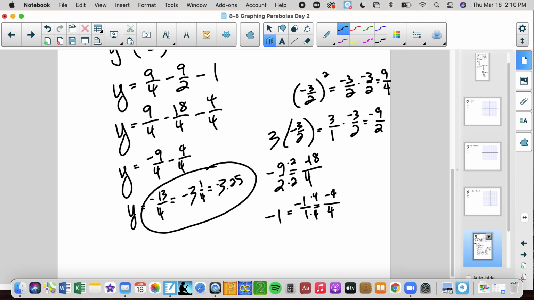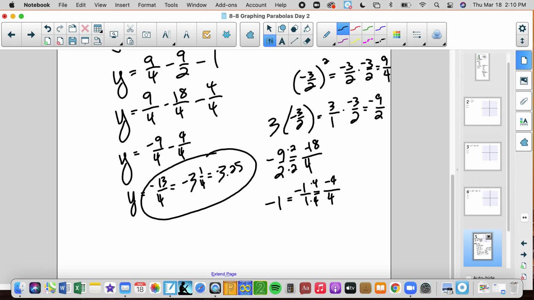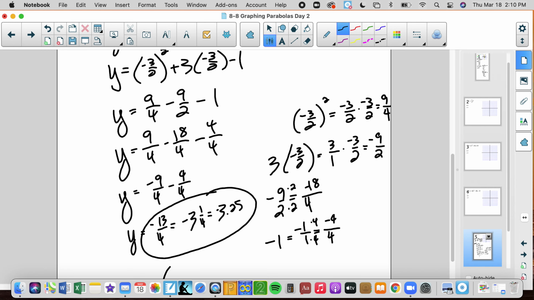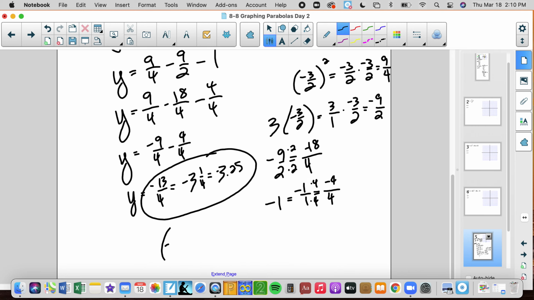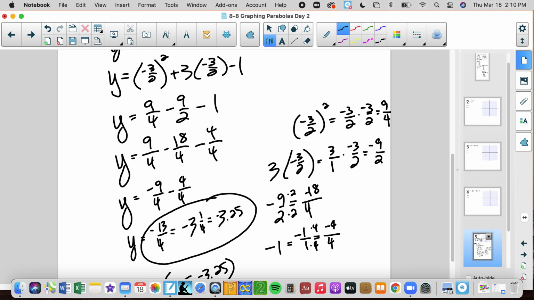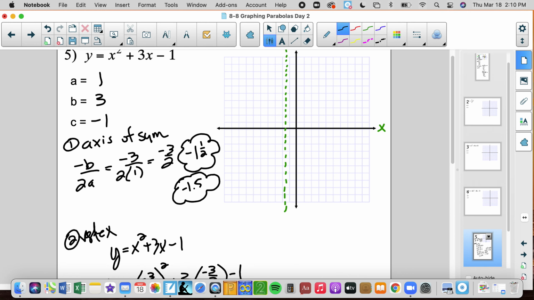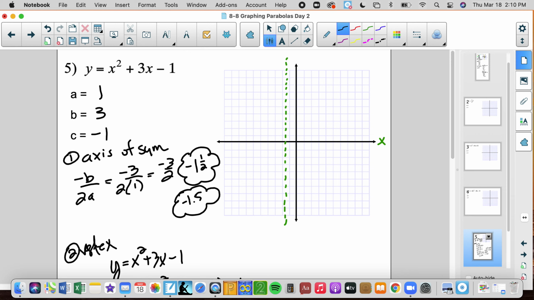The coordinate, that's what we were doing. We plugged in, what did we plug in? We plugged in negative 3/2, or negative 1.5, and it produced negative 3.25. So that is going to be my coordinate. Negative 1.5, negative 3 1/4. I'm going to label it negative 1.5, negative 3.25. Let's move it over and make it a little bit more clear.